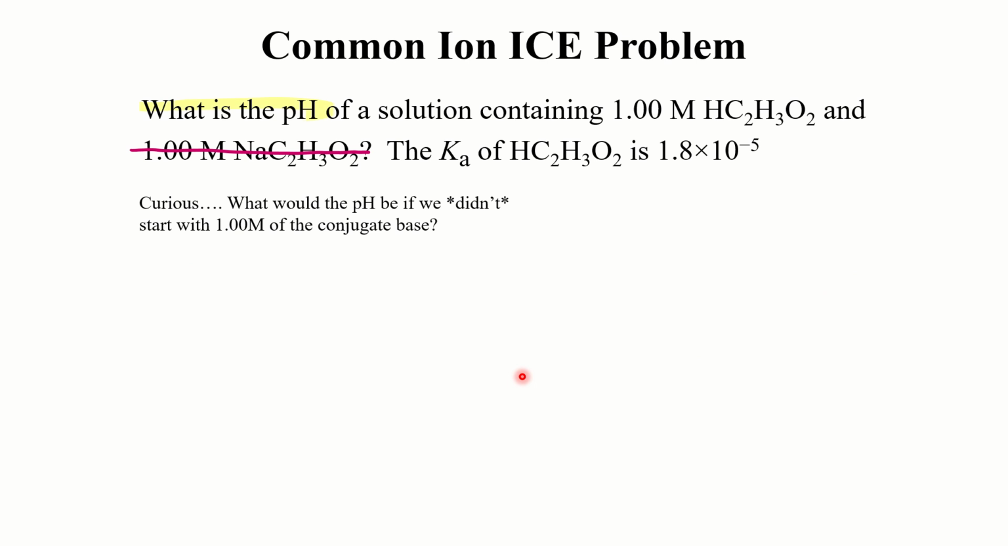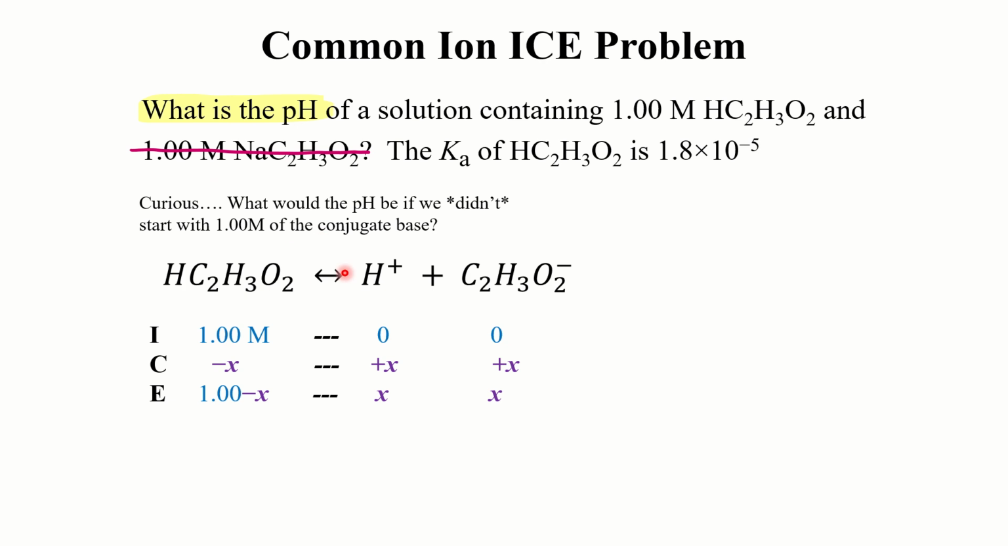All right, now let's look at a problem. Let's look at the same problem, but let's ask ourselves, what would the pH be if we didn't start with 1 molar of the conjugate base? So we're going to remove the 1 molar of the sodium acetate. We'll again write out our dissociation reaction, plug in our initial concentrations of 1 molar for the acetic acid and 0 for both products. Still, our changes would be minus x and then plus x, plus x. Equilibrium concentrations of 1 minus x, and then x for both of the products.